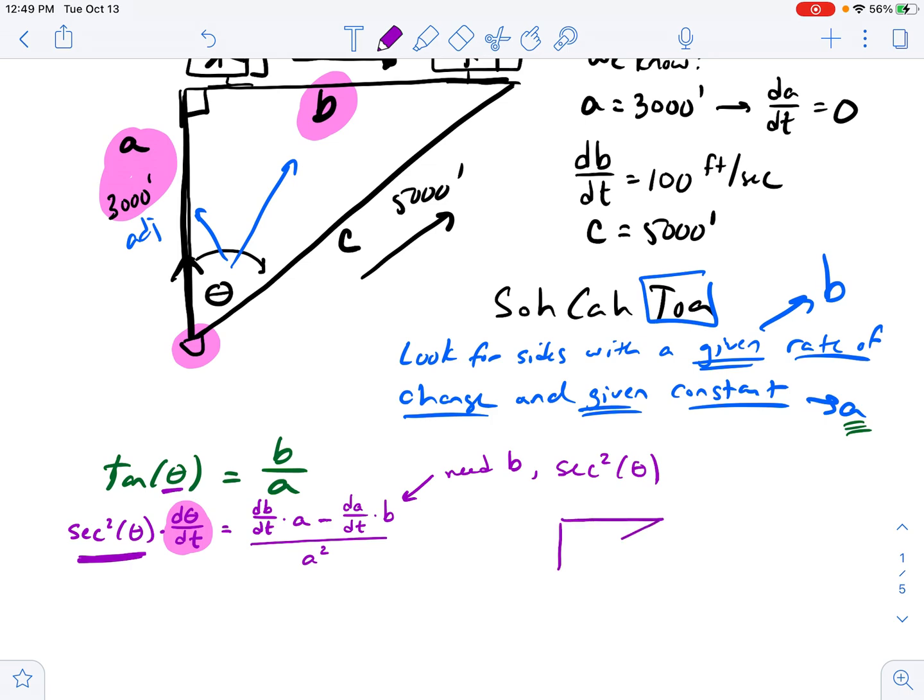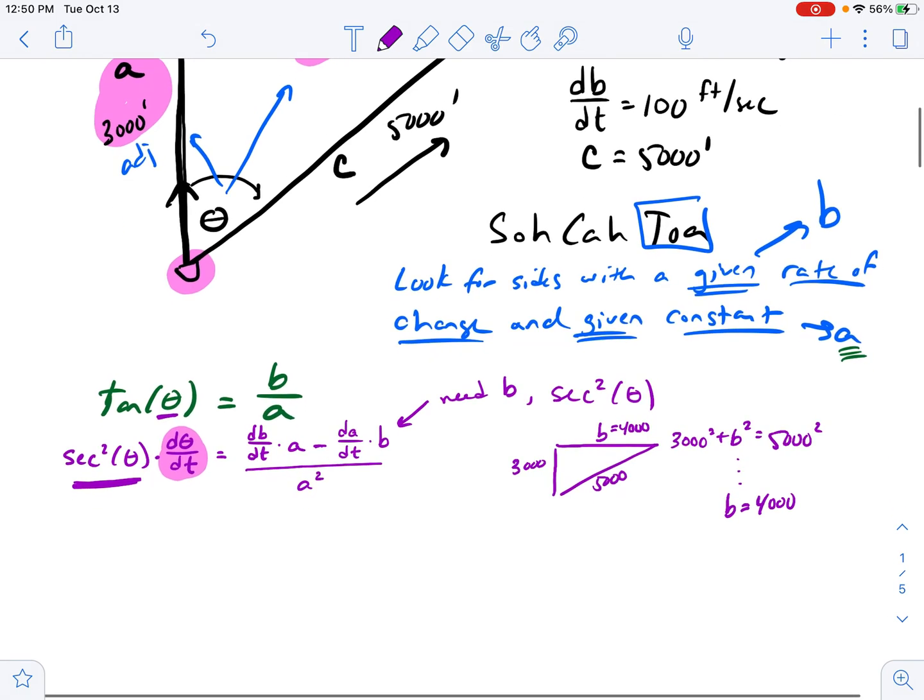B is not too bad. Let me redraw this triangle here. Here's side B. We know that side A is going to be 3,000, and we know the hypotenuse is going to be 5,000. So we could certainly use Pythagorean's theorem to solve for that. Actually comes out pretty nice. B is going to be 4,000 on the nose. Okay, so we've got B.